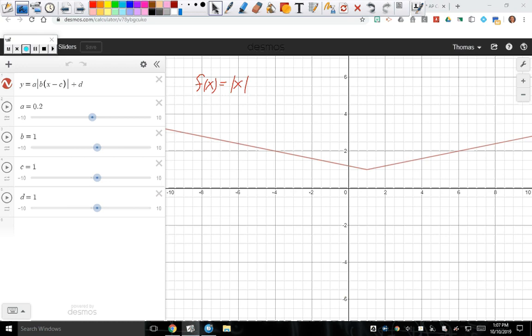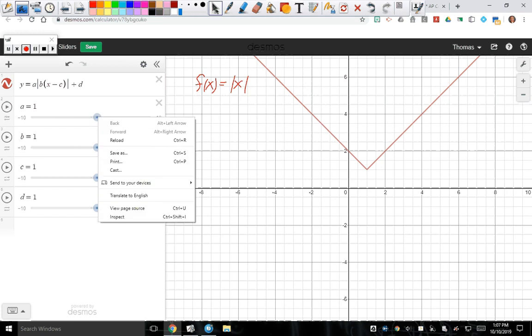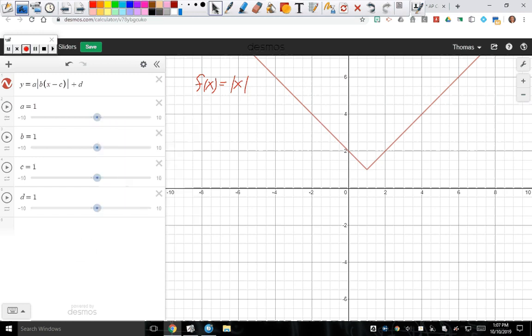What would a be in the equation that I just wrote? 1. So I'm going to go to 1. And what is b by default? 1. B is also 1. What is c by default? 0. And finally, what is d by default? 0. Now, believe it or not.